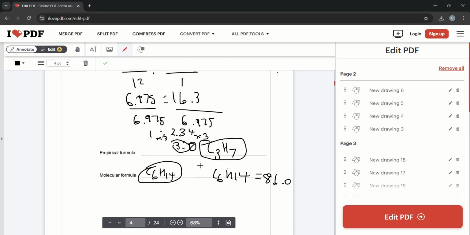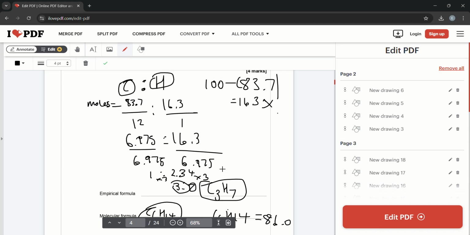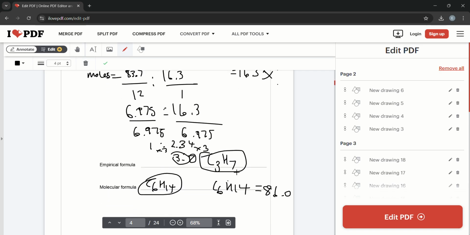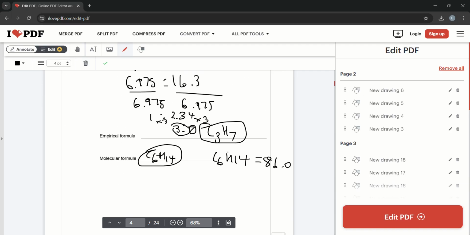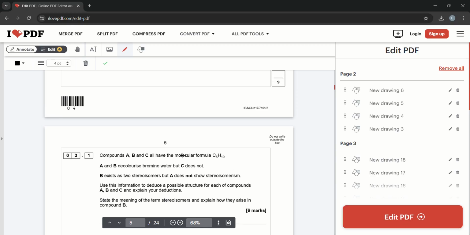That's how you do it. This one was pretty simple. We just need to times it by 2. But in some cases, it could be times it by 3, maybe 4, 5, and that's why you need to read the question properly. You're given the Mr, so therefore you can find out the molecular formula. And that is the end of question 2.